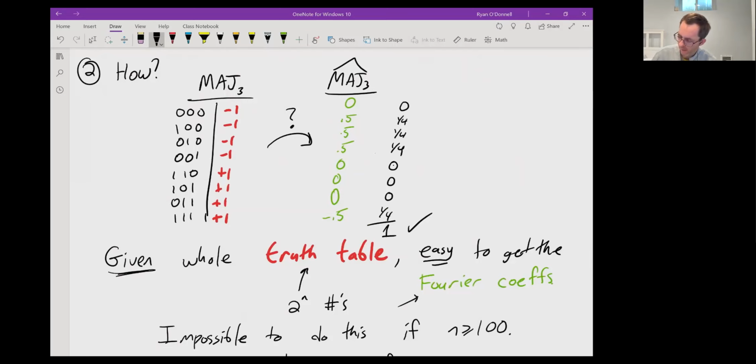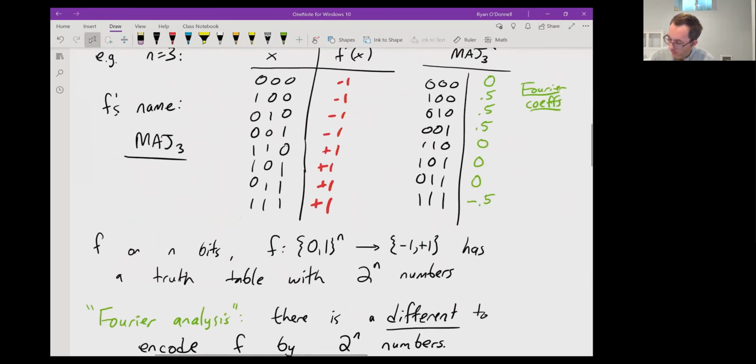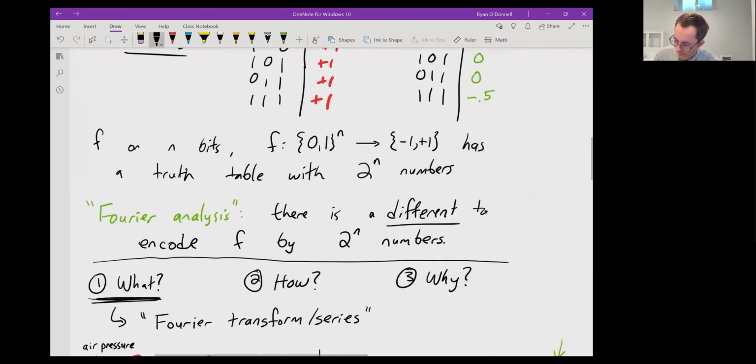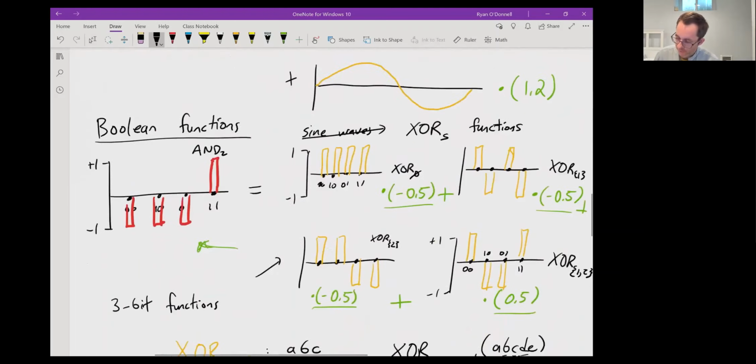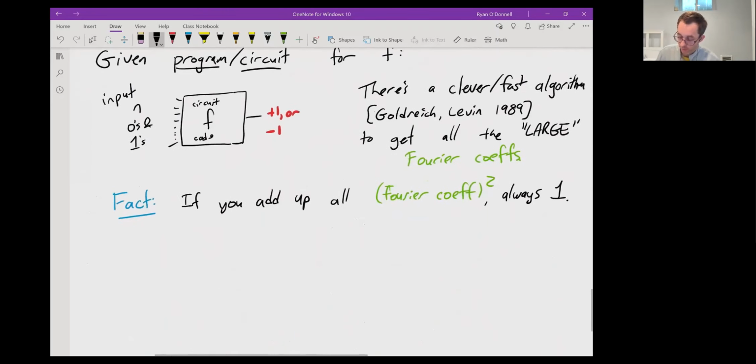Great. And I know the same thing holds even for the AND function, where I had negative a half, negative a half, negative a half, positive a half. It's actually basically the same set of numbers. If you square them and add them up, you get a quarter, quarter, quarter, quarter. It adds up to 1. So that's a basic fact you need to know, and it tells you the overall scale of these Fourier coefficients. For a Boolean function, when you square them, it always adds up to 1.